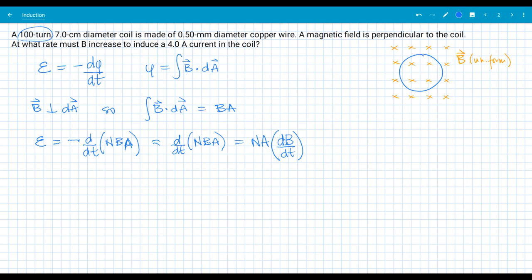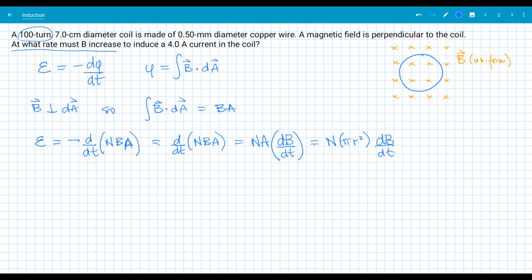And the area I can write as π r squared for this particular coil here because it's a circular coil. So we can write it in terms of that. So I can write that as N times π r squared times dB/dt. Okay, and it's dB/dt that I'm solving for. Notice the problem is asking me for at what rate does the B field have to change, right? Cool.